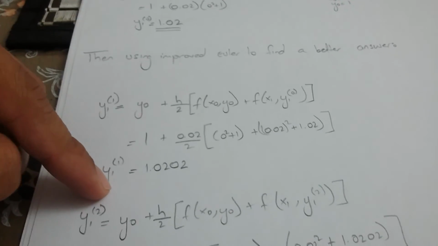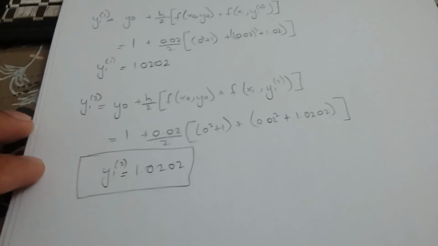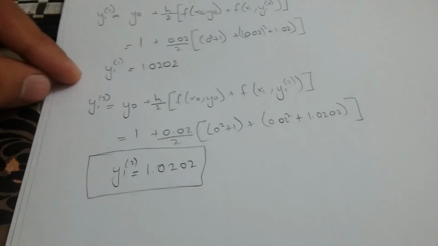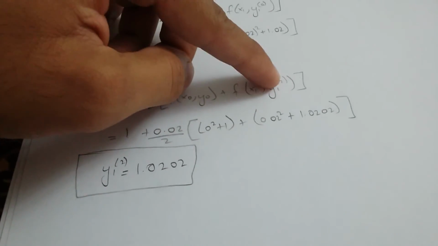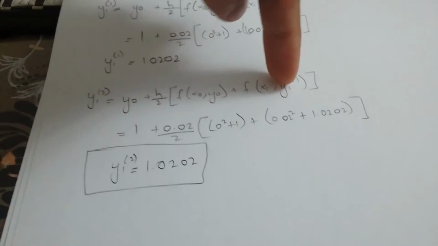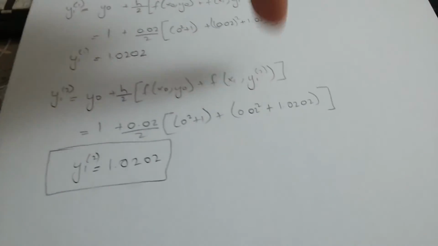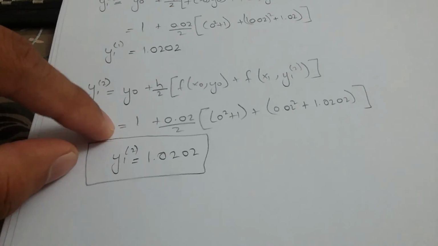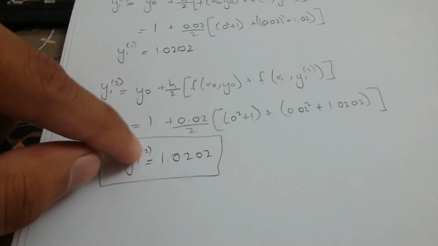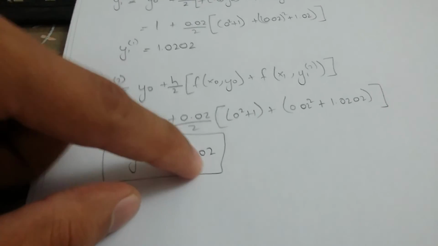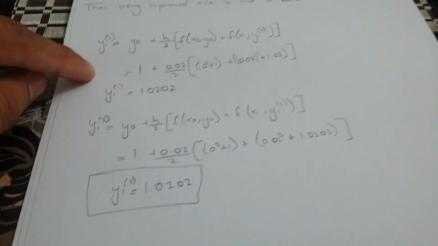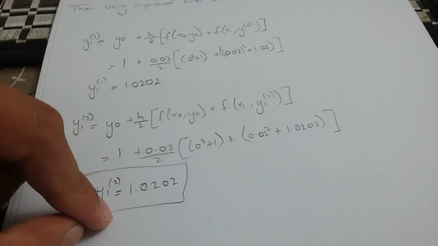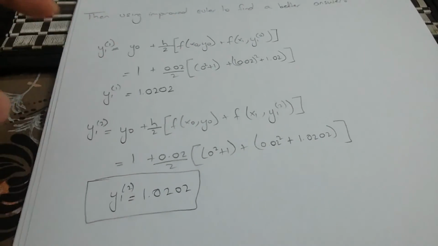Now you can see that this is a better answer than the initial answer that we found. It is more accurate. Now we can do a second iteration to see if our answer could be further improved. The second iteration, in which we shall use y1 1. We can see that after putting everything in the equation, we have found that y1 2 is also equal to 1.0202, which is the same as we found for y1 1. Thus we can accept this answer as the best possible answer we can find through Euler's modified method.